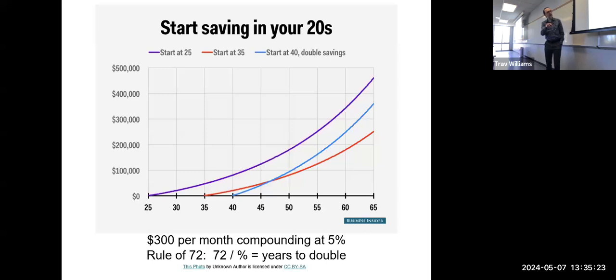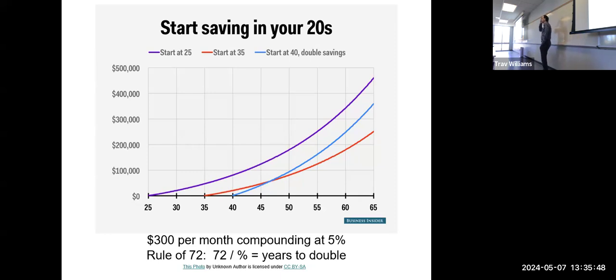If you follow that purple line, you see how it's a curved line? That's the compounding. Because what happens is the interest that you earn starts earning interest. So it grows faster and faster. And that $300 a month, by the time you reach 65 and 40 years, is almost $500,000.